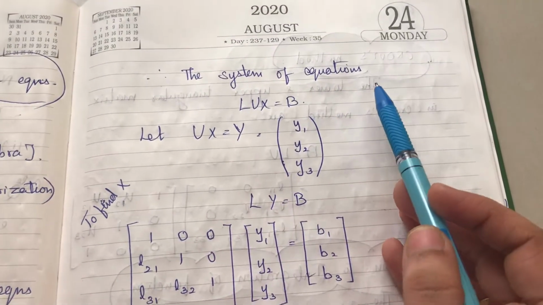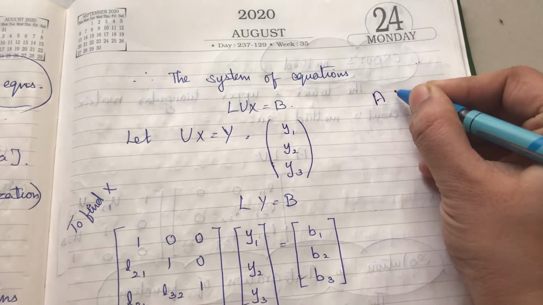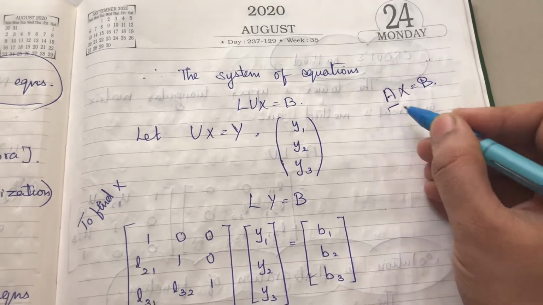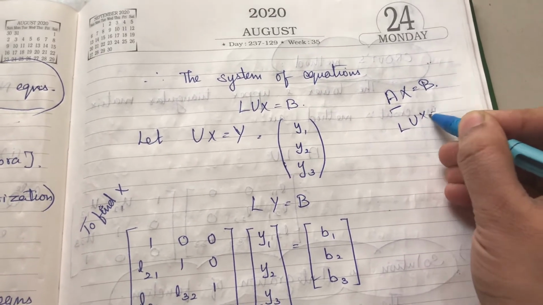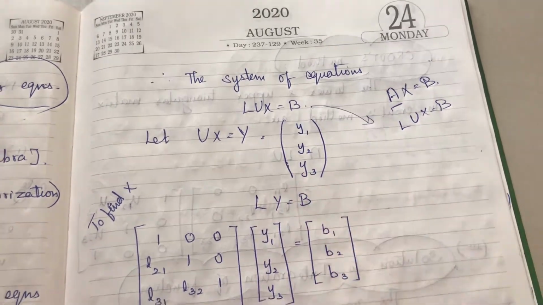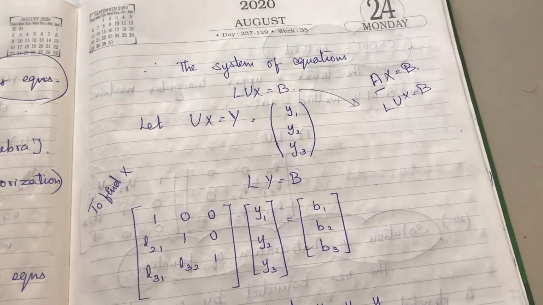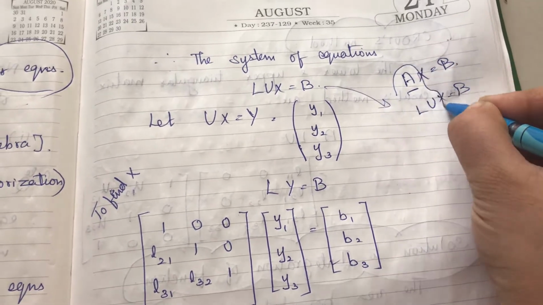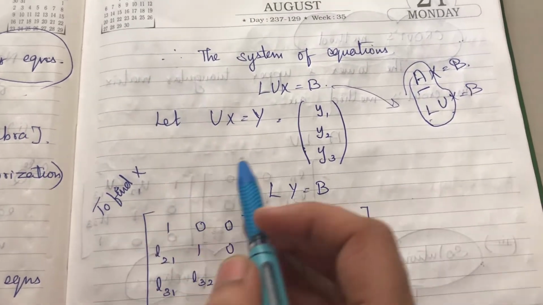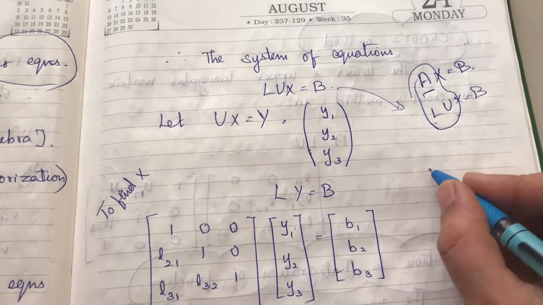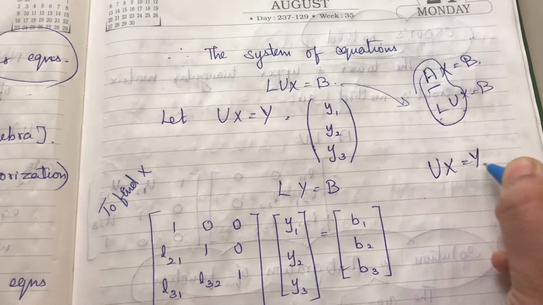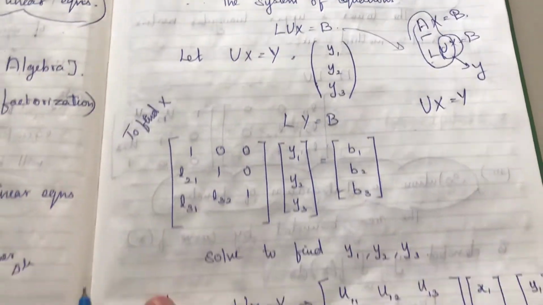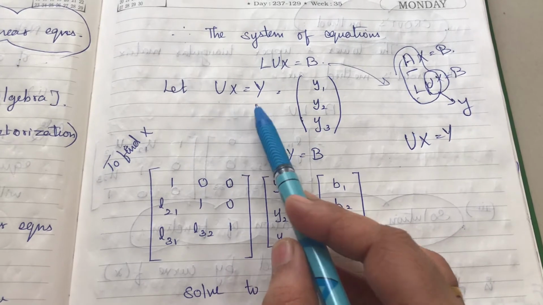So the system of linear equations, as you know, is Ax equal to B. Instead of A we are putting LU, so LUx equal to B. It will be in the form like this. The first replacement is A equal to LU, and the second replacement is Ux equal to Y. So we need to put this Ux as Y. You can see here Ux equal to Y.